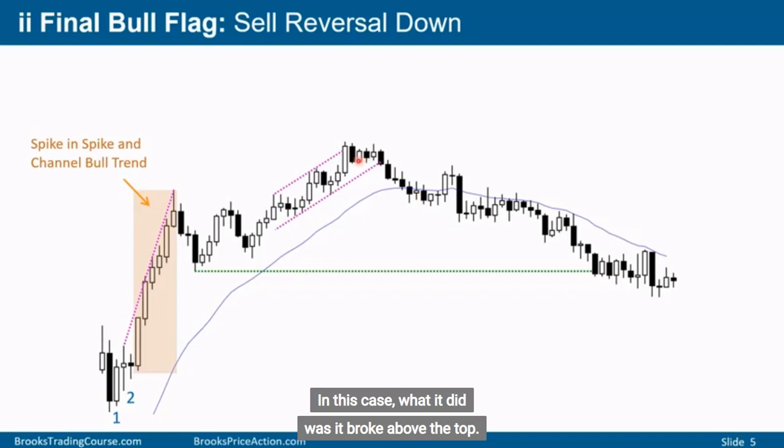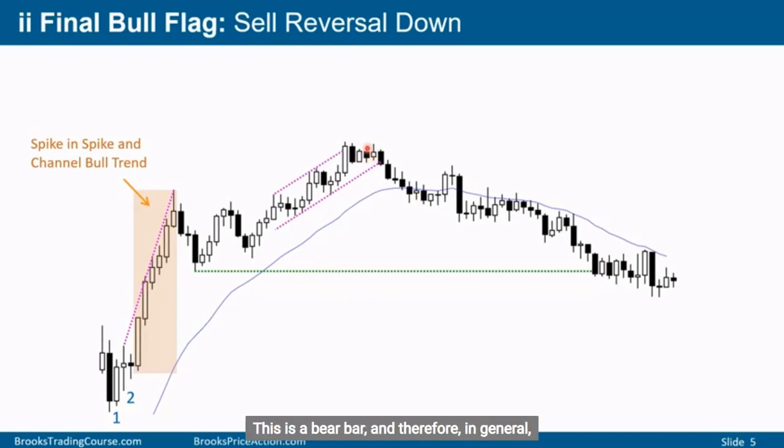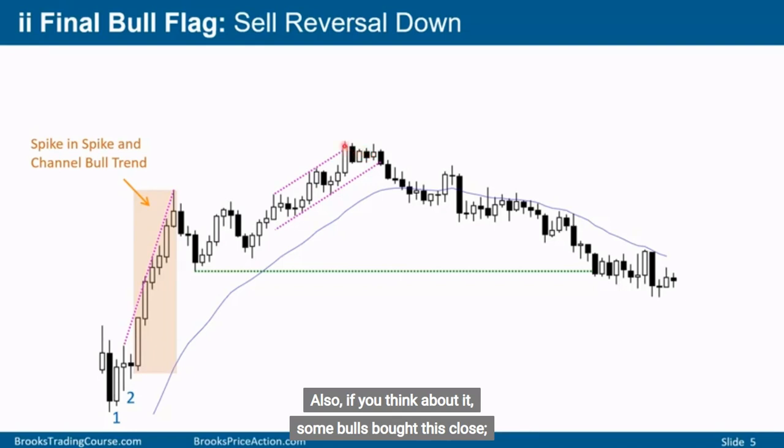In this case, what it did was it broke above the top. I said before, in general, if you're looking to buy with a stop, it's better to buy above a bull bar closing on its high. This is a bear bar, and therefore, in general, it's probably not worth taking that buy. Also, if you think about it, some bulls bought this close. They were disappointed by this bear bar, disappointed by this bear bar. There might be a lot of bulls trying to get out of longs right around that close where they bought. That increases the chances that if we go up to that close or near that close, we'll get a reversal, and we have a little reversal there.